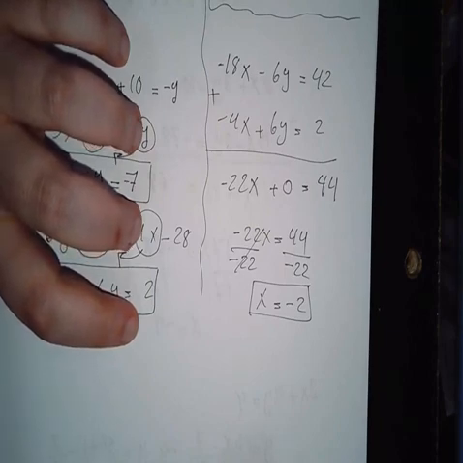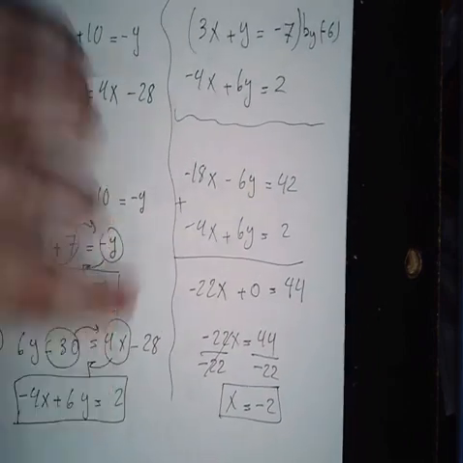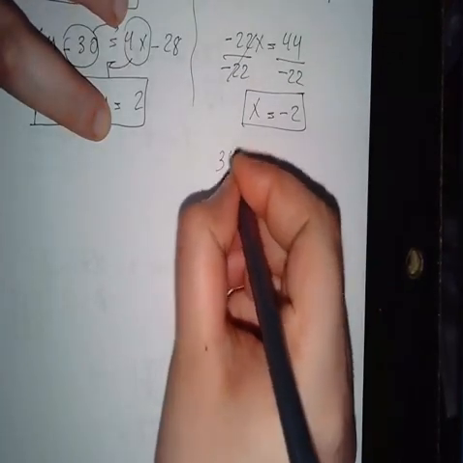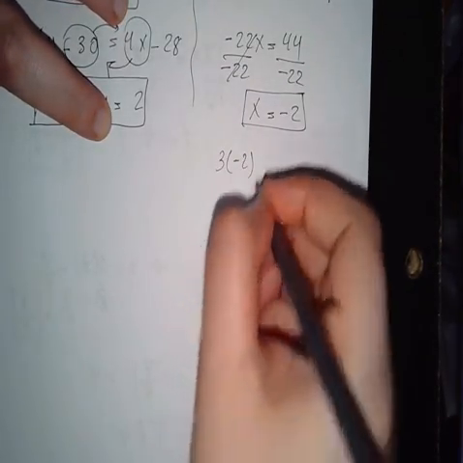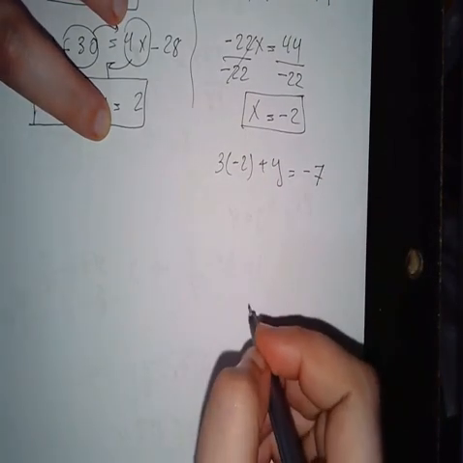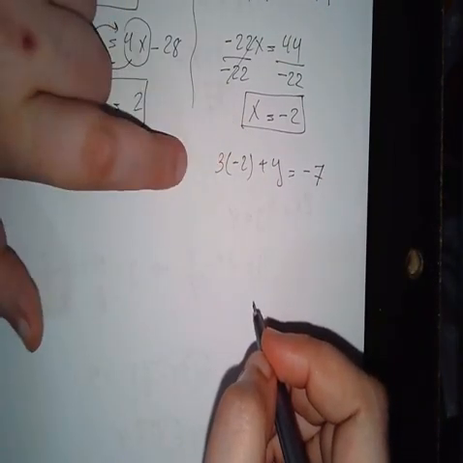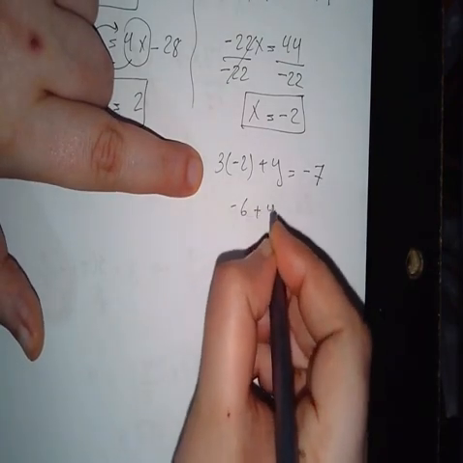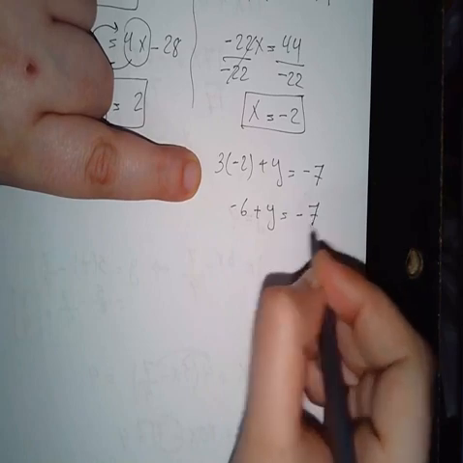So I'll use the first one. This seems to be the easiest, right? The one we multiplied, which is 3x plus y equals negative 7. That is 3 times the negative 2 plus the y we don't know, and it equals negative 7. So 3 times negative 2 is negative 6, right? It's negative 6 plus y equals negative 7.